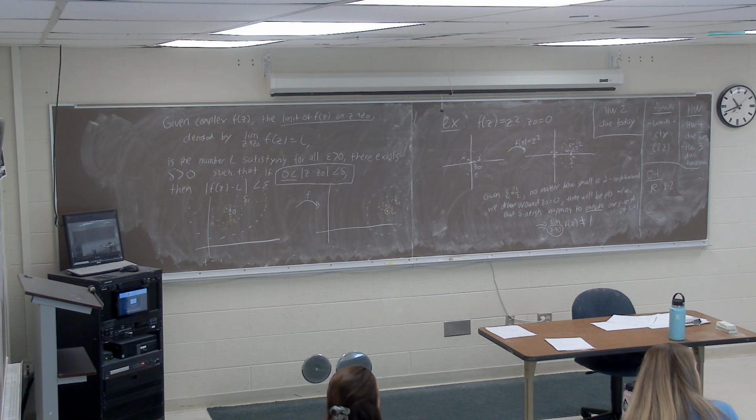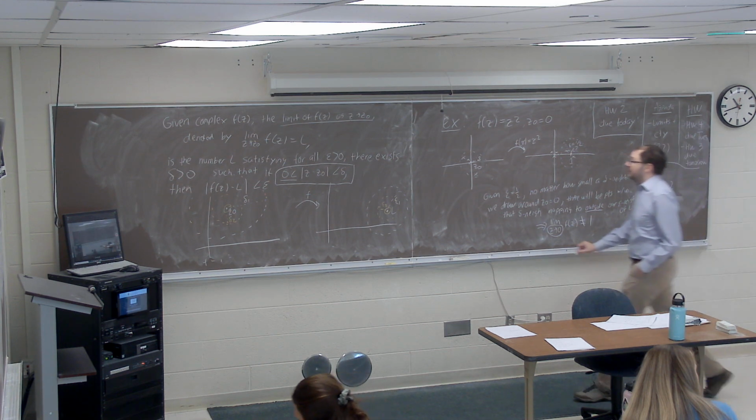Every point in this delta neighborhood is going to map to 1 exactly, and thus to points within our epsilon neighborhood. 0 itself doesn't map anywhere. This function does not exist at z equals 0. But you can still say that the limit is going to be 1 because everything in your delta neighborhood, other than what happens at the point itself, is going to map to within the epsilon neighborhood.